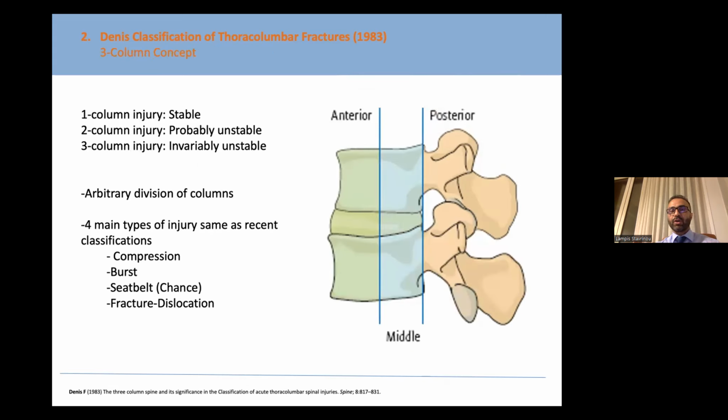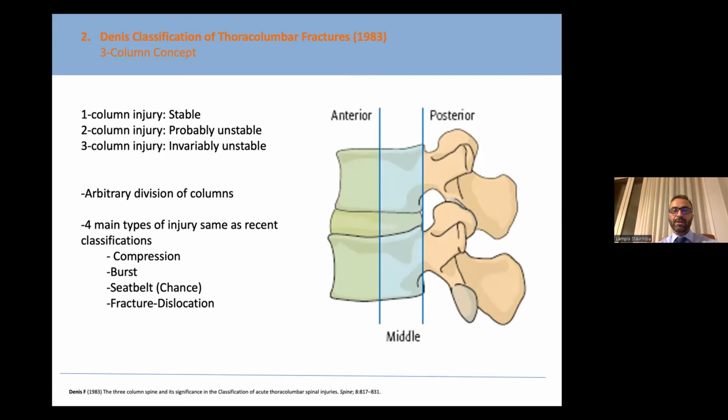So classic knowledge has it that one column injury is stable, two column injury is probably unstable, and three-column injury is invariably unstable. The problem with the Dennis classification system is, of course, this arbitrary division of columns. I mean, from a biomechanical standpoint, it sort of does make sense, but exactly why the anterior column is a half or not 2/3 or 3/5 of the vertebral body is not well defined. It's rather arbitrary.